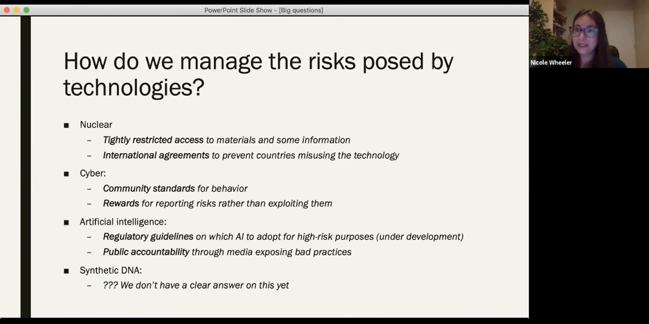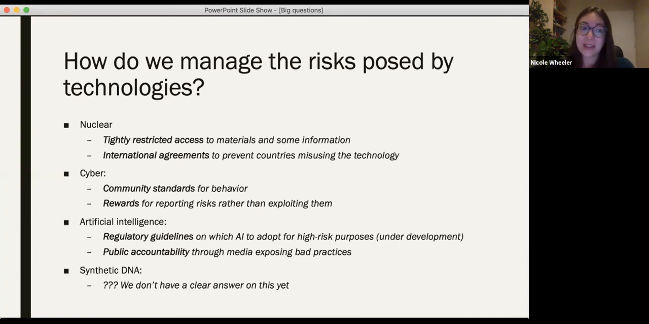Another one that's a lot newer is the risks around artificial intelligence. Here we're thinking about potential military applications, but also potential risks associated with AI that doesn't perform very well. So thinking about things like self-driving cars that put people at risk, or medical devices that make the wrong decisions. Some of the things we're developing there are regulatory guidelines about how to tell if an AI is safe and fair, and also a lot of public accountability. So if a company does something bad in the AI space, the media might report on them, and that could be really bad for business.